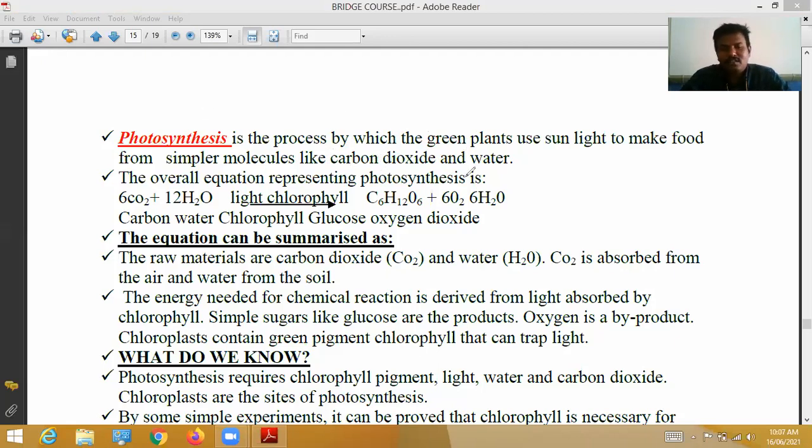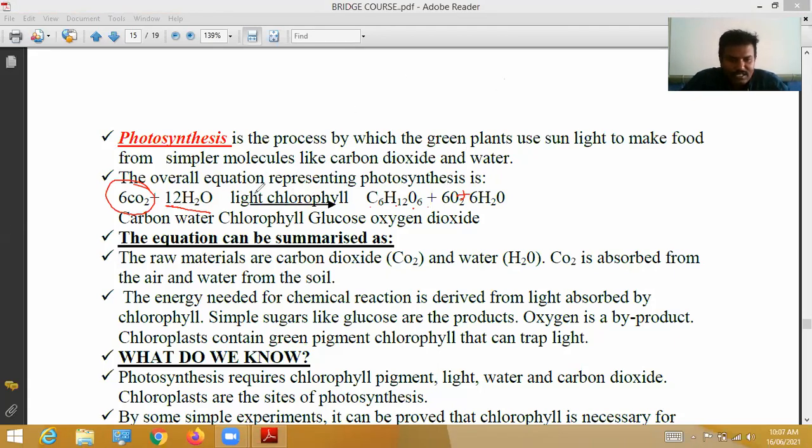Generally, the overall equation representing photosynthesis is 6CO2 plus 12H2O gives C6H12O6 plus 6O2 plus 6H2O. Here, light and chlorophyll, which are located in the chloroplast.